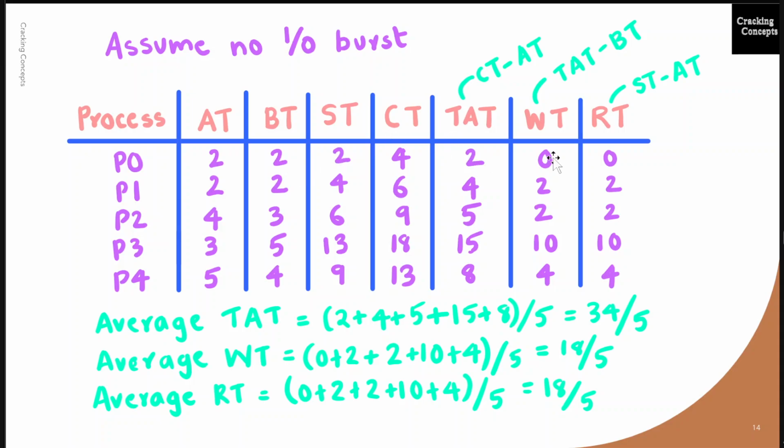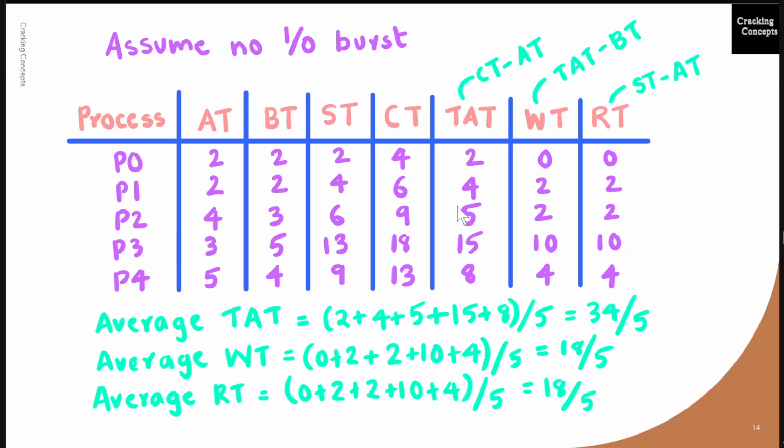So it is 2 minus 2, 0, 4 minus 2, 2, 5 minus 3, 2, 15 minus 5, 10 and 8 minus 4, 4. The response time is given by start time minus the arrival time, which is 2 minus 2, 0, 4 minus 2, 2, 6 minus 4, 2, 13 minus 3, 10 and 9 minus 5, 4.